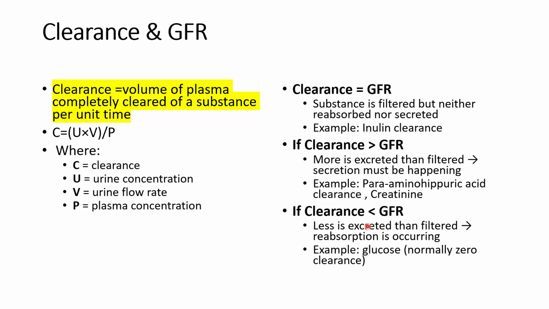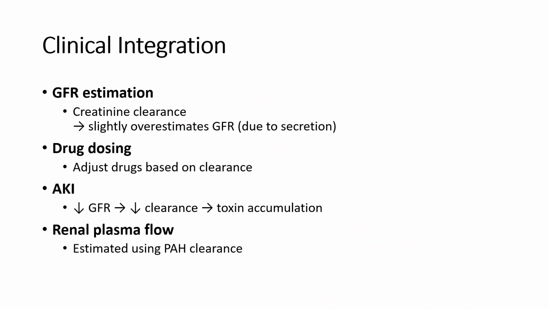And other substances can have clearance less than GFR. Basically, the substance is filtered but is being reabsorbed. The best example is glucose. So the clinical use of this is that we can use the clearance of creatinine for GFR estimation. However, this will slightly overestimate the GFR, as creatinine is also, like PAH, secreted.